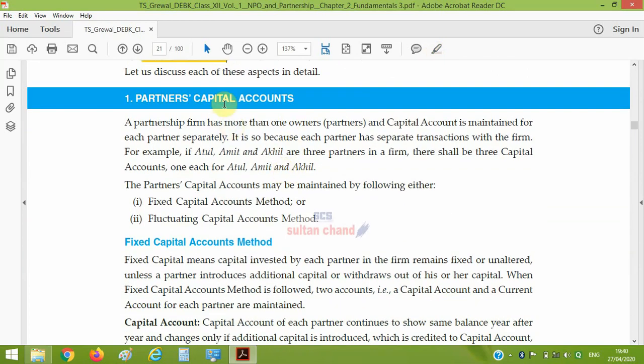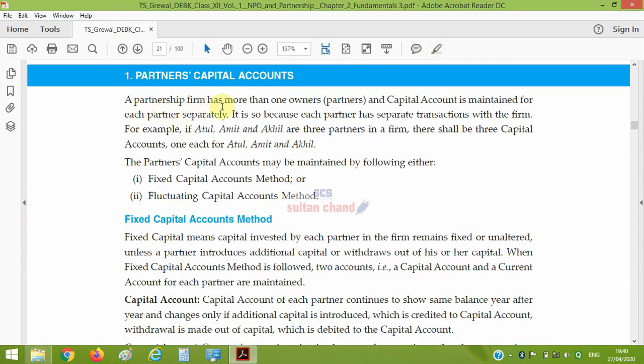As far as partners' capital accounts are concerned, a partnership firm has more than one owner, because the basic feature is that two or more persons do the partnership business, and capital accounts are maintained for each partner separately. Whereas in the case of a sole proprietor, you prepare only a single account. You need not prepare different accounts of capital. But here there are more partners, so we have to prepare more accounts of capital.